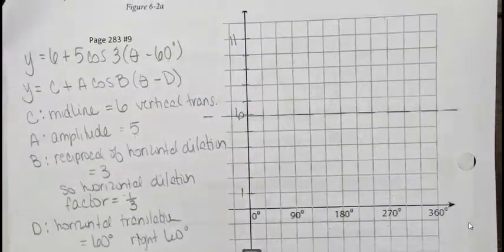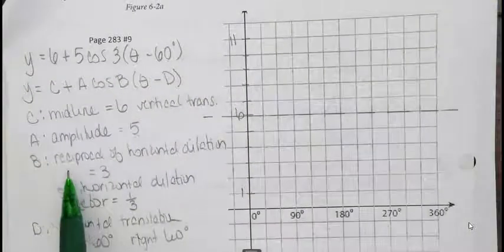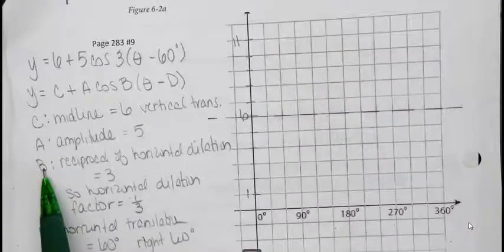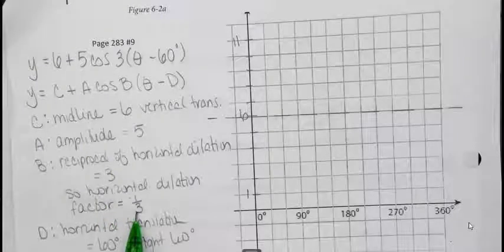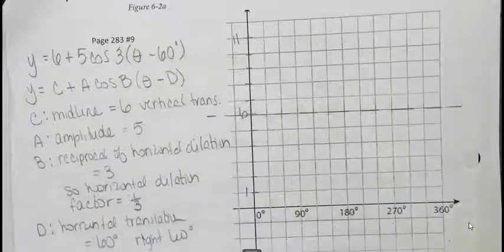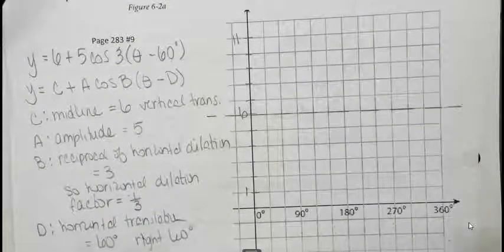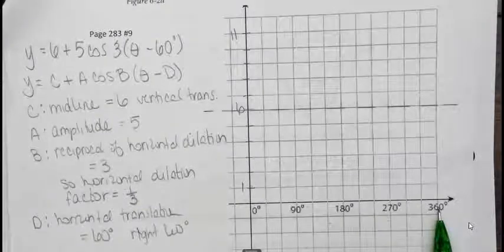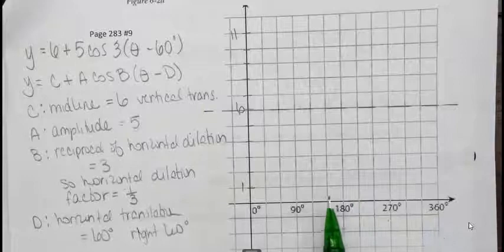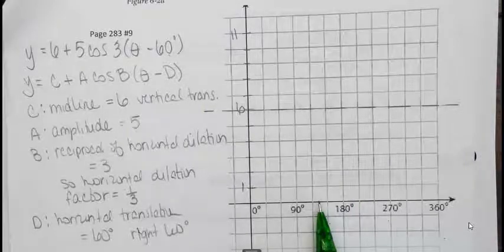Another thing is that my B was 3, so that tells me that my horizontal dilation factor is 1/3, which means that this thing has been shrunk by 1/3, right? So instead of being 360 for one full period, it's going to be 1/3 of that, which is going to be 120 for a full period. Okay, so let's talk about how we figure that out.